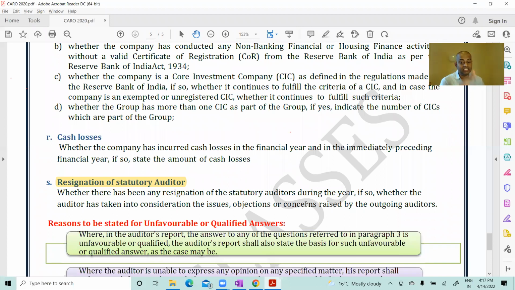You understand? That is this point. This is also a new amendment. Put a star mark. So resignation of statutory auditors is a new point.